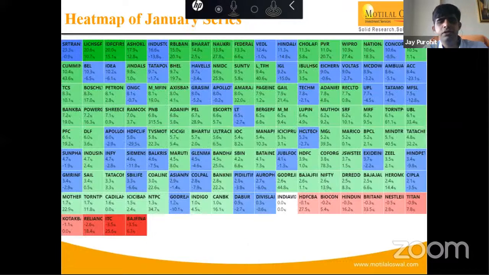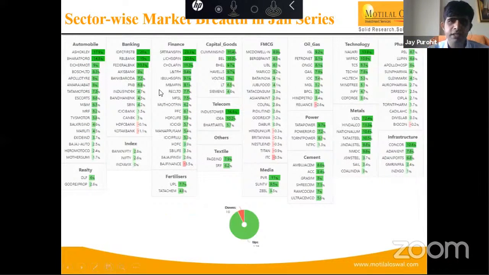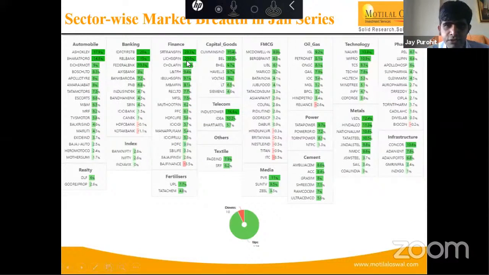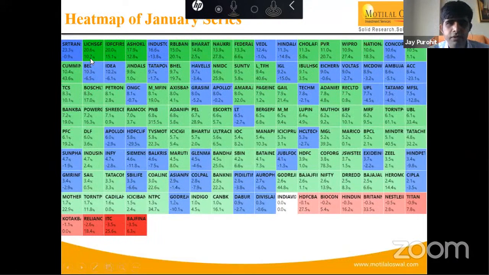Okay, now this is the heat map, wherein earlier there was only price data. Now there is the open interest as well. The first percentage is the price change. So here you can see in LIC it's 20.6, here also LIC it's 20.6%. And the second one is the open interest change.